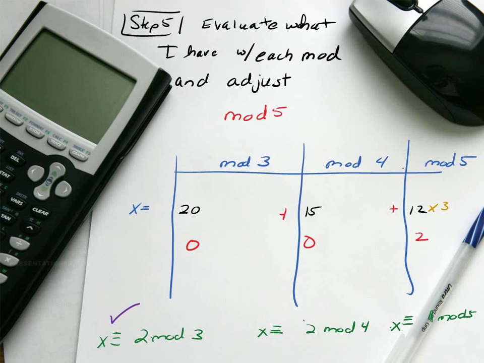And when I do that, I get a result of 36, which now I can look at my adjusted term, and indeed, 36 mod 5 is 1. So now I've got it.